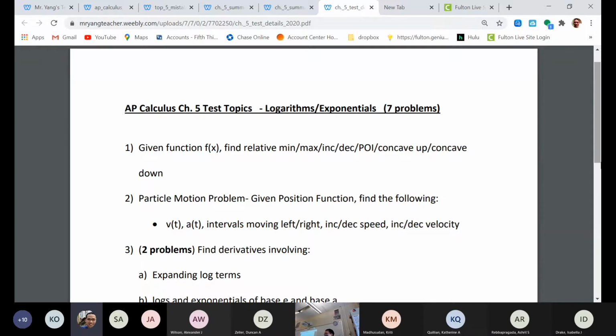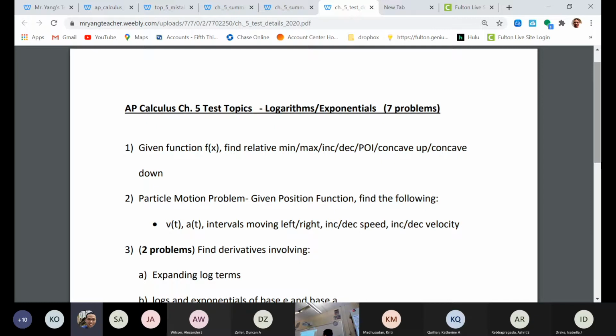So we saw the whole process on Friday, but on the test, you'll either see where I'm just asking you for min, max, increase, decrease, or I'm just asking you for POI, concave up, concave down. So if it's for concave up, concave down, I'll start you off with the f prime function, and then you'll find the second derivative and then gather that information. Okay, so we saw that on Friday. We probably won't see this problem today, but we'll probably get to it tomorrow and Wednesday.